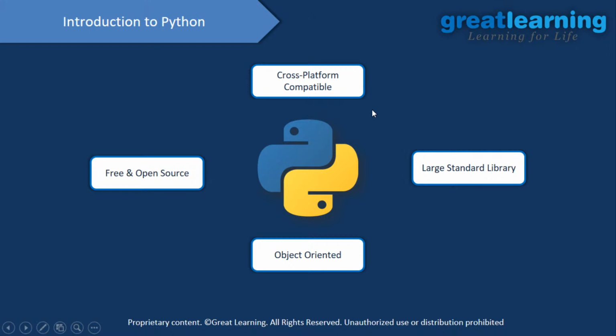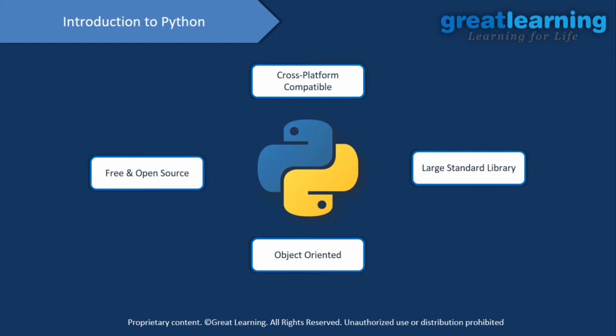And Python is also a cross-platform compatible software. Now, what do I mean by cross-platform compatible? Python is a language which can run on any operating system. If you have a Windows system, you can run Python on Windows. If you have a Linux system, you can run Python on Linux. Similarly, if you have a Mac, you can go ahead and run Python on Mac. It is as simple as that.